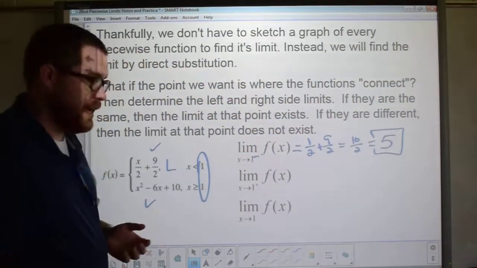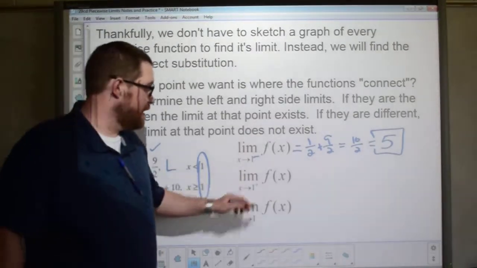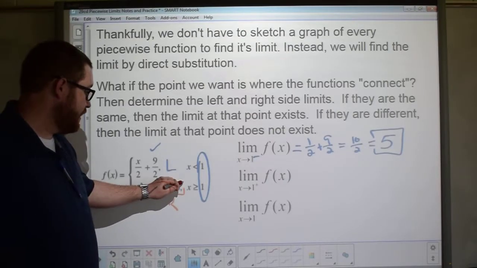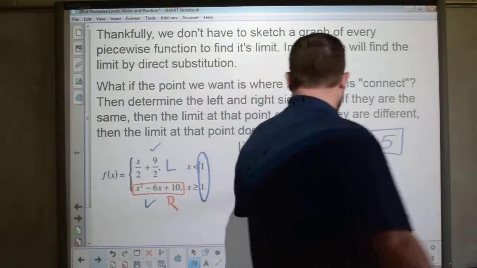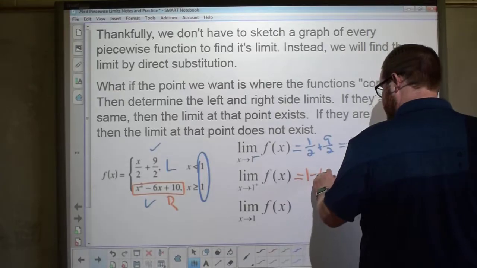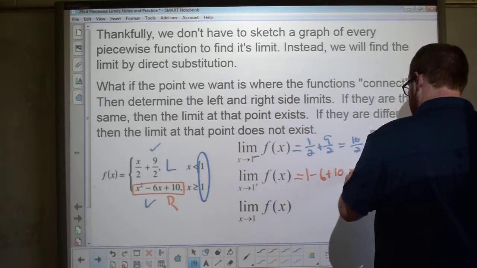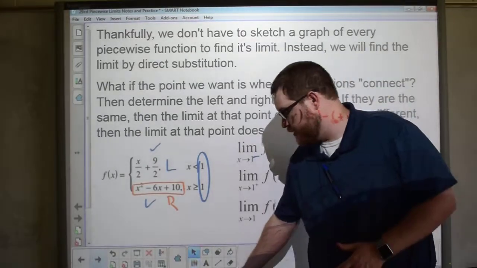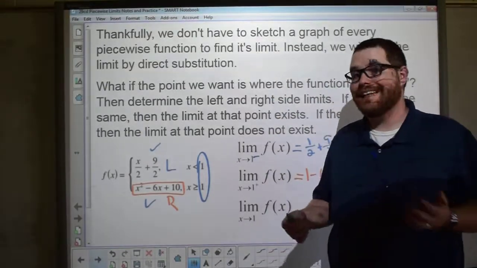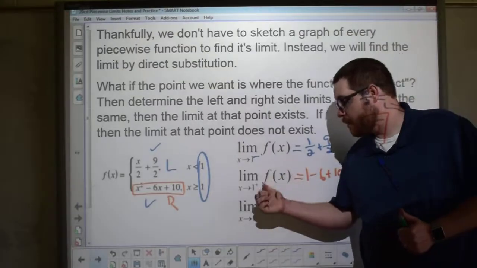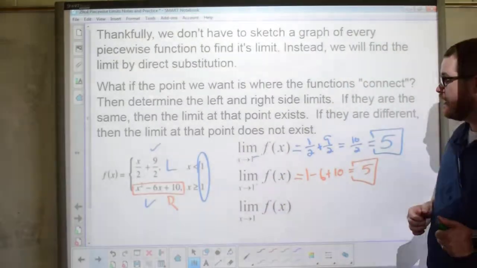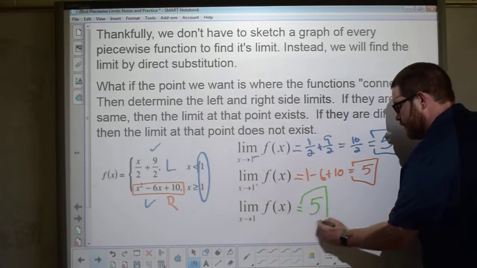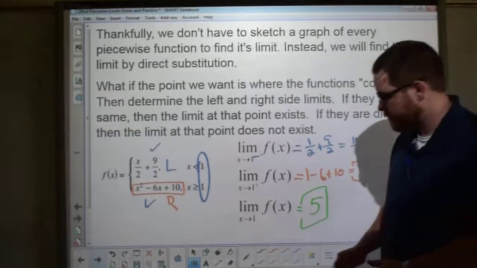Now let's find the right side limit. The right side limit is 1 plus, so I'm going to go on the right side. I'm going to plug 1 in right here. So I'm going to have 1 minus 6 plus 10, which is also 5. The left and the right side limits will always exist. The question is, does the limit exist? Not the left side or the right side, but the actual limit. In this case, yes. The left side and the right side both exist and are 5. Therefore, the answer is 5.